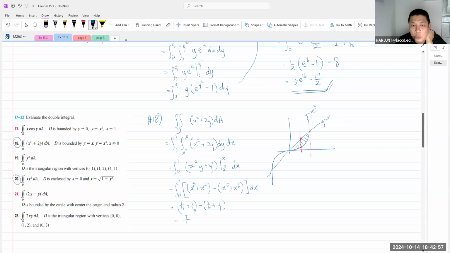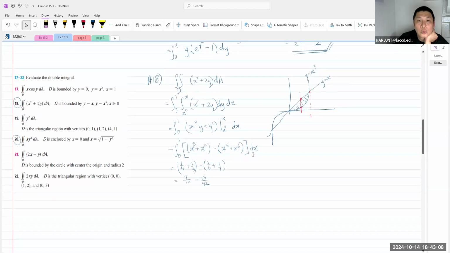Okay, that's 7/12 minus 13/42. The LCD is 84. So that's 23/84. That's just the arithmetic. That's for number 18.